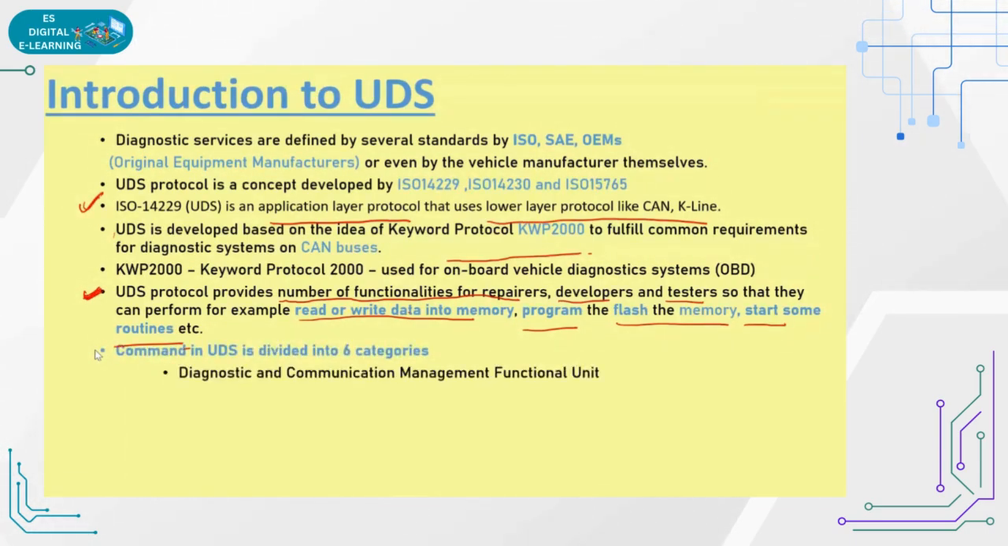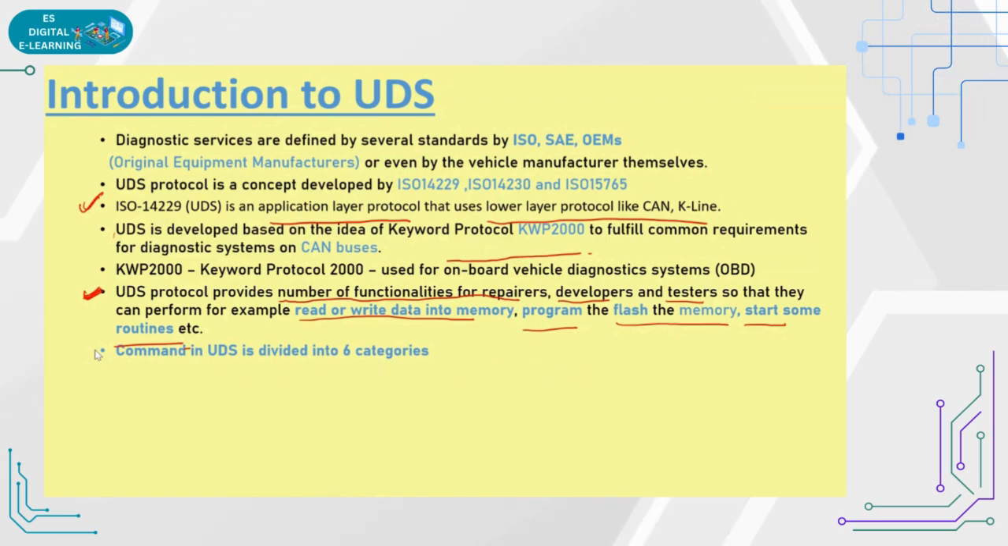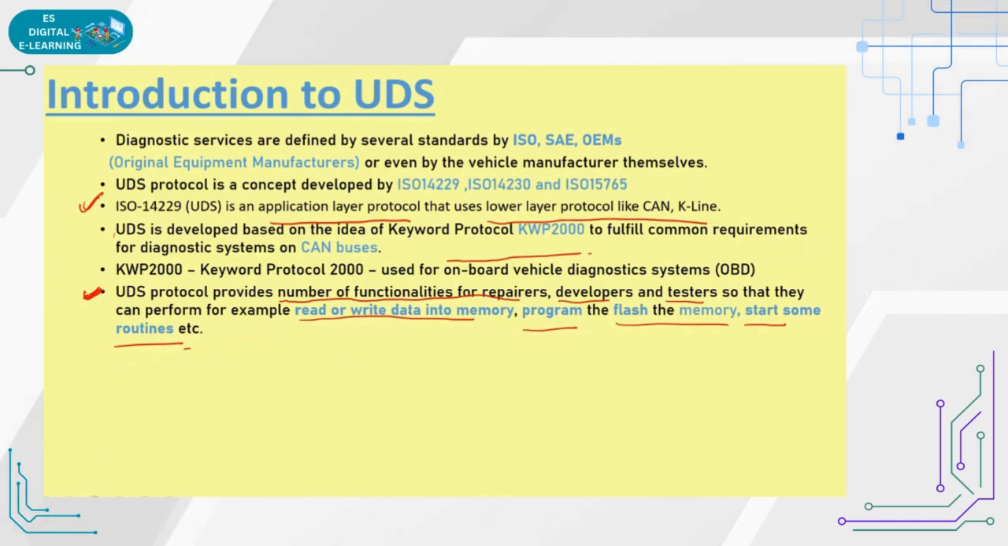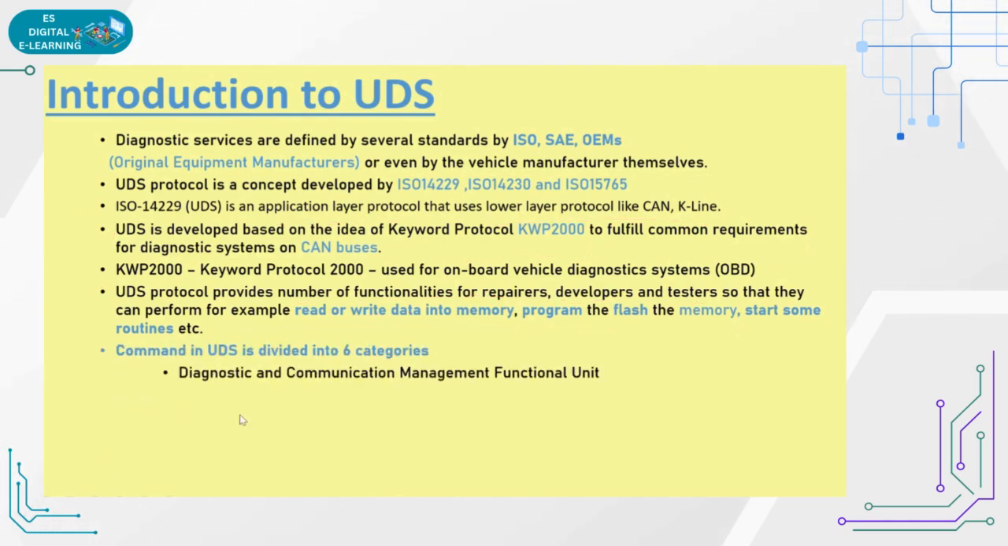So one more point: who will use it and for what. Whatever the garage person or engineer does, they will specifically follow some categories. So what are those categories and how is it categorized? It is categorized into commands. There are 6 commands. So you write down: diagnostics and communication management fault unit. And these are the commands.